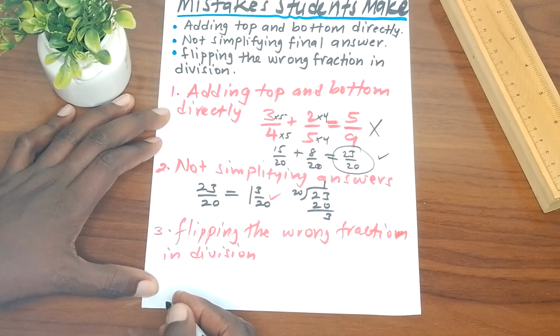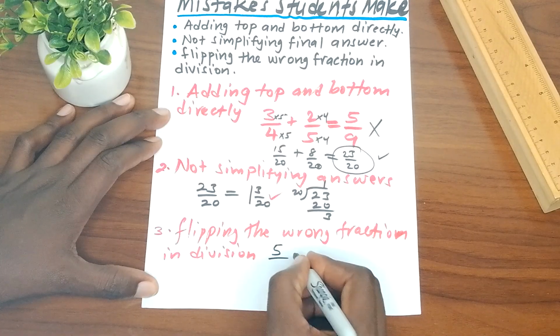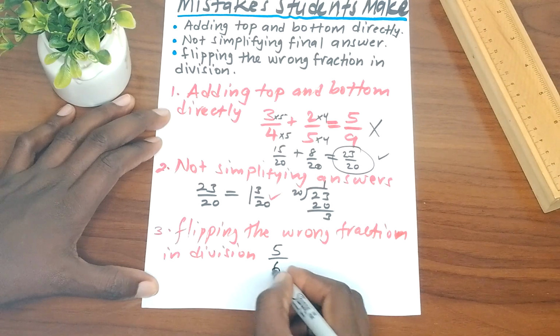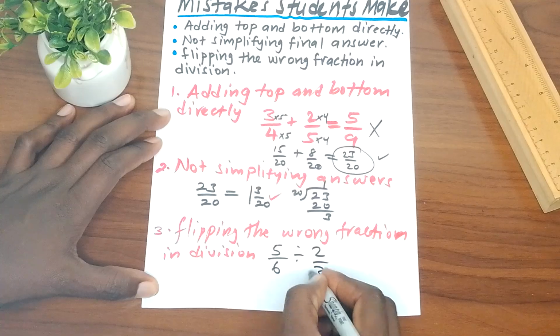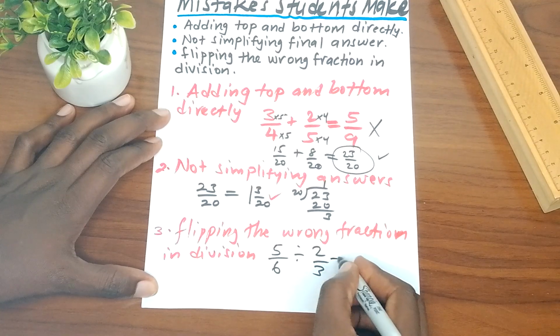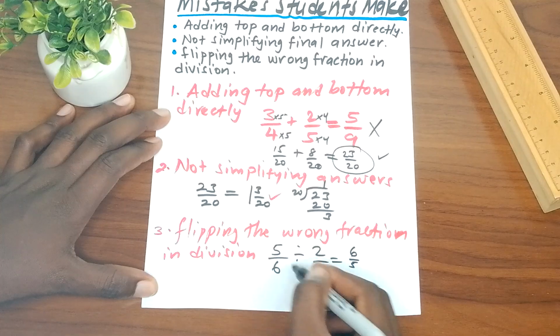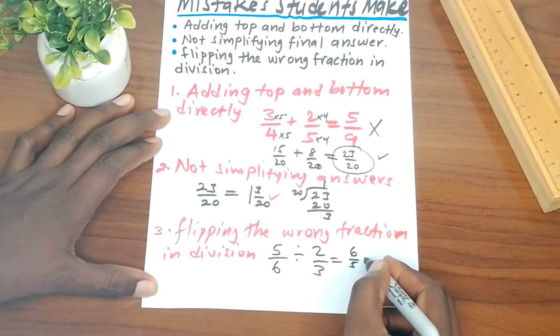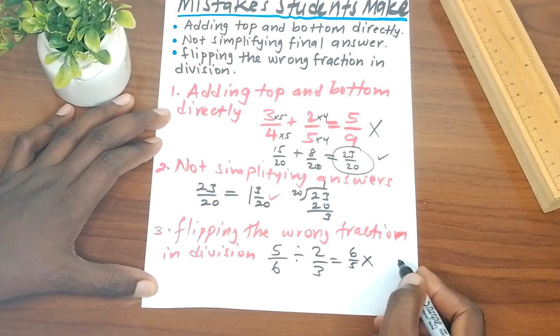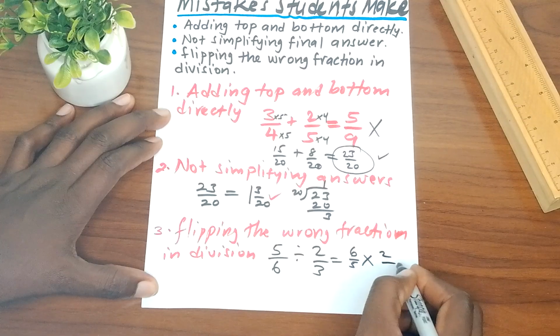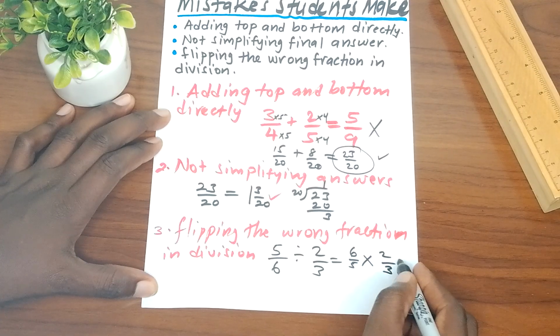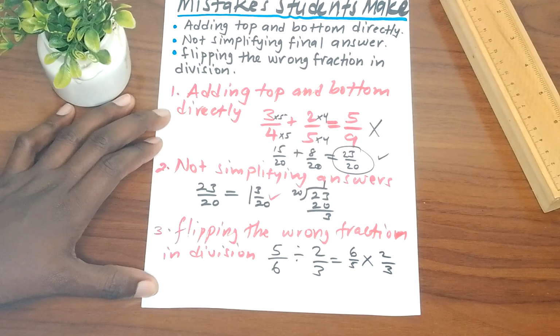For example, a quick example here is 5 out of 6 divided by 2 out of 3. Most students here come and write 6 out of 5. So because they know the division changes to a multiplication, then they change it to times 2 out of 3. Here you are going to get a wrong answer. Why? Because you are flipping the wrong fraction.